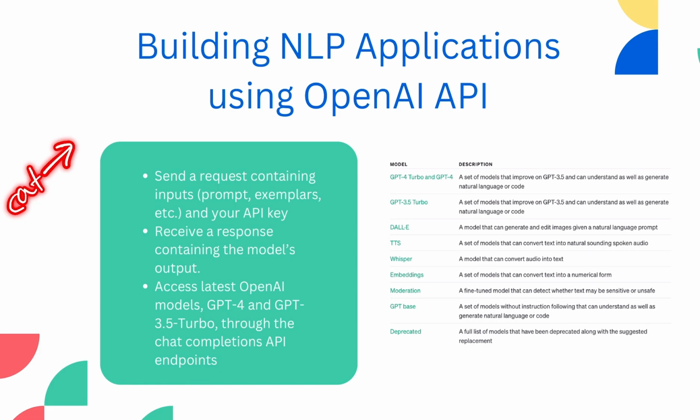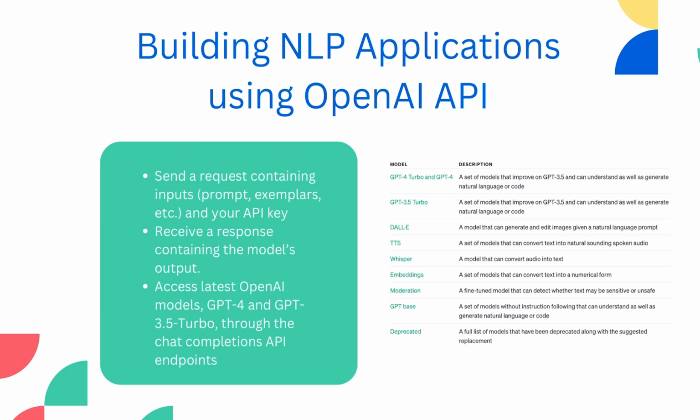convert text to a vector or an embedding, whatever you want to call it, a floating point representation. Moderation is a fine-tuned model that can detect whether a text may be sensitive or unsafe. GPT base is a set of models without instruction following that can understand as well as generate natural language or code. And then we have some deprecated models, we don't need to talk about them.